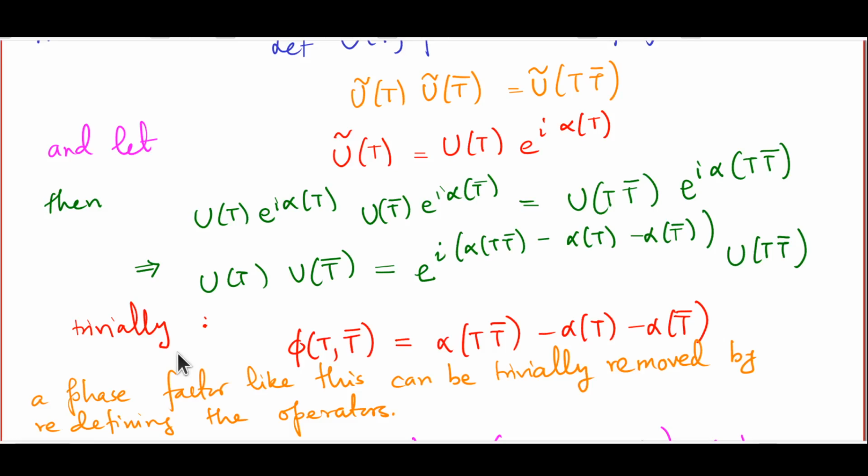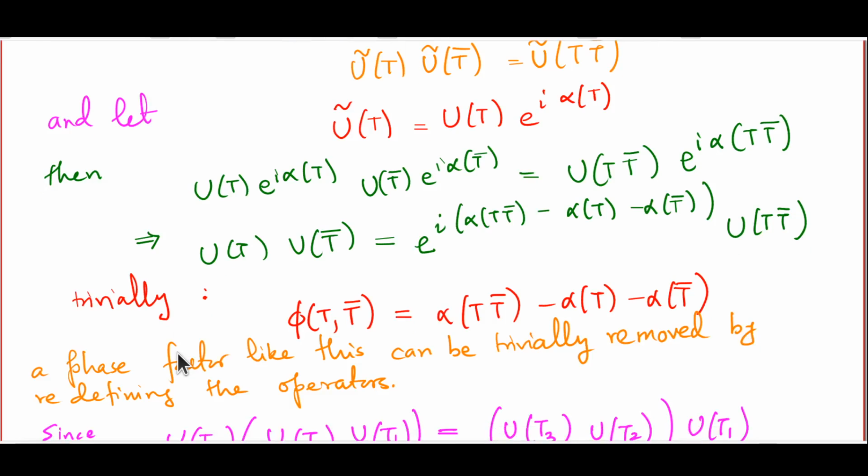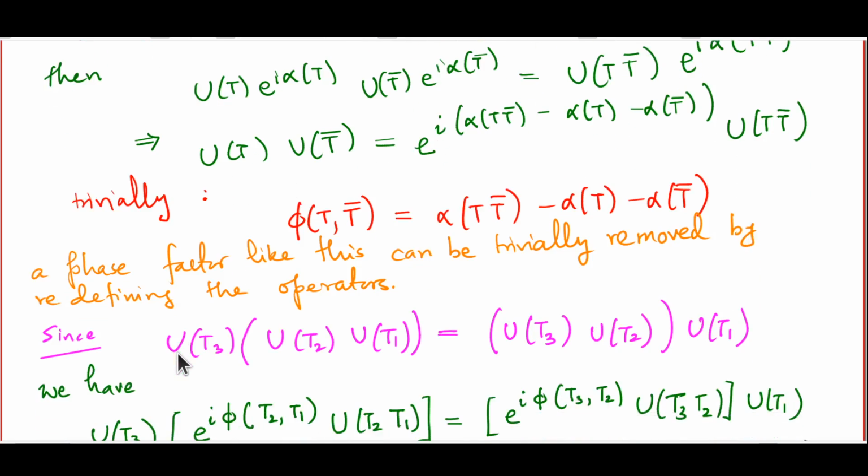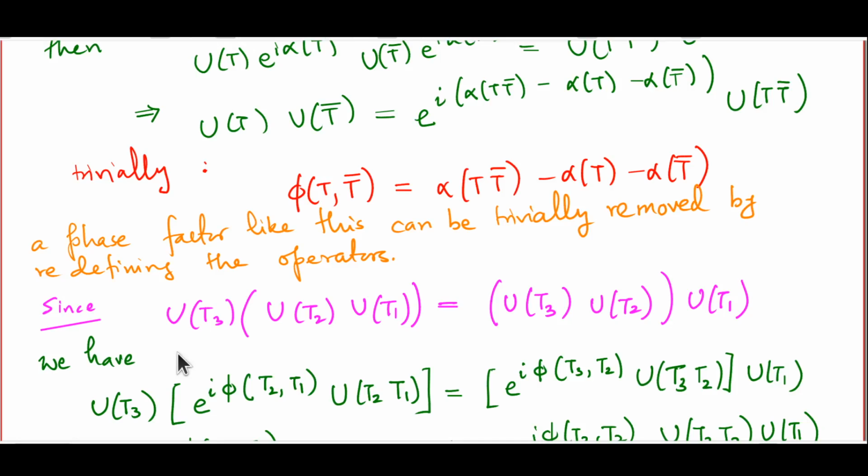the individual operators or not, there is one important restriction which all these phase factors must obey. And in order to understand that, we have to fall back on the fact that U(t)'s, after all, are operators, and as a result, they obey the associative property. U(t3) times U(t2) U(t1) must be U(t3) U(t2) times U(t1). And using that, what we get is the following.